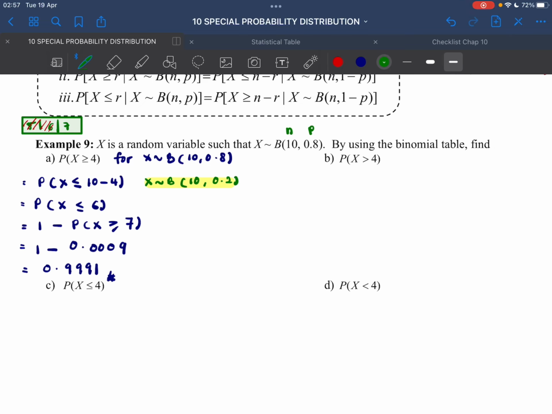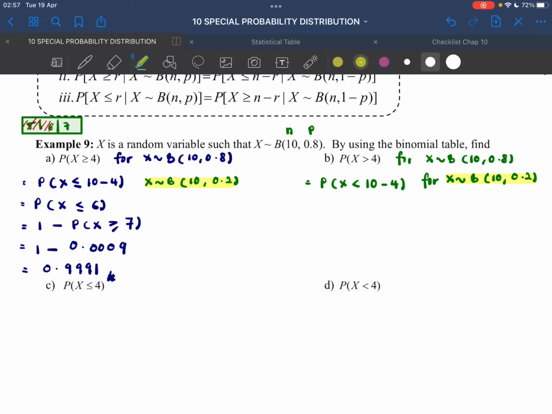So here we have P(X > 4) for the original distribution, which is binomial 10, 0.8. But as you can see, your p is greater than 0.5, so we have to change. For P(X > 4), the sign is greater, so you have to change the sign to less. Follow whether there is an equal sign or not; if there's no equal, then there's none. So here is n minus r, so we have 10 minus 4. This is the new distribution: X binomial 10, 0.2. So you have to find what your n, p and q are here.